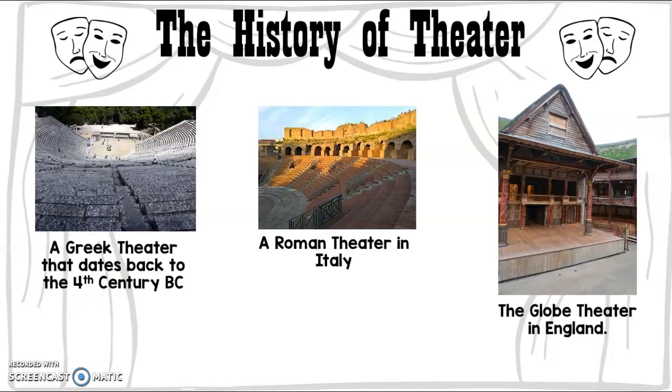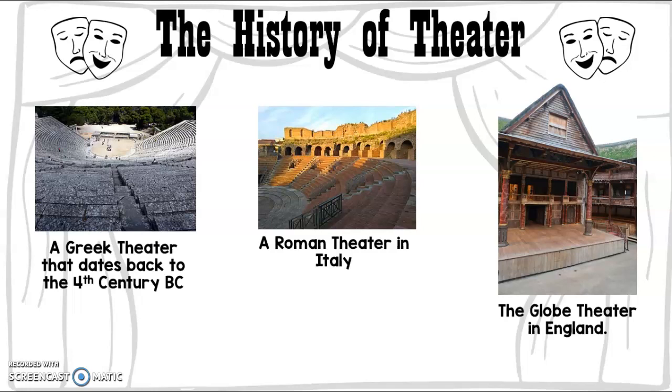Here is a Greek theater that dates all the way back to the 4th century BC. That is a long time ago. And here is another theater, a Roman theater that you can find in Italy. And the last theater on this slide is actually much more recent than the other two. This is the Globe Theater in England, and I actually took this picture.